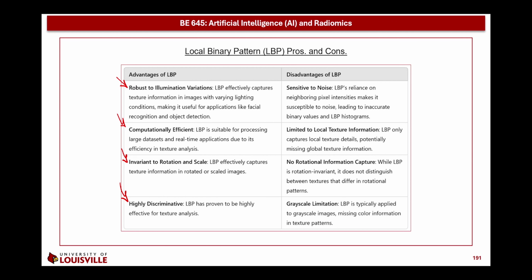And some of the disadvantages of LBP: it's sensitive to the noise, which may lead to inaccurate binary values and LBP histograms. It's limited to local texture information, as it misses the global texture information in the image. However, it's rotational invariant. It doesn't differentiate between textures that differ in rotational patterns. And finally, it's applied to grayscale images. So if you have a colored image, you need to convert it first to grayscale.